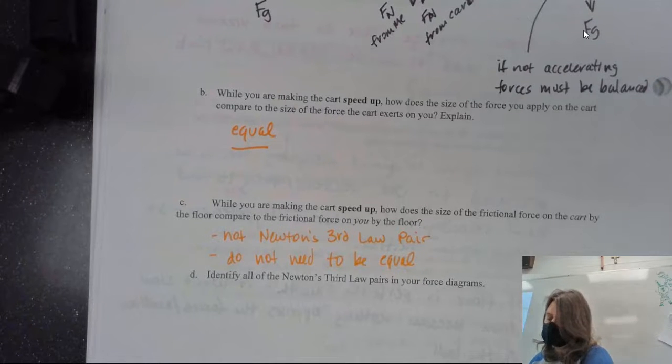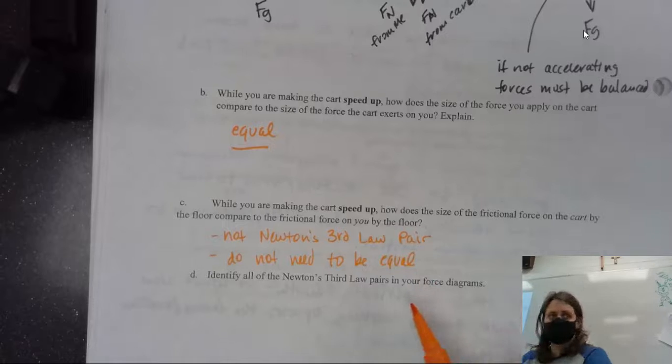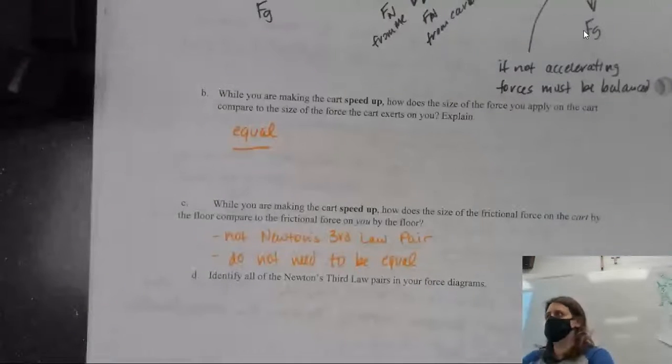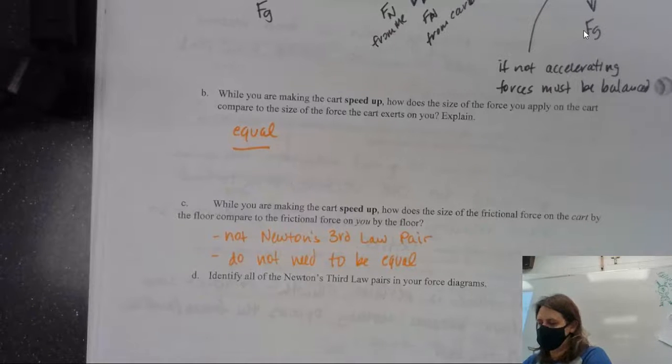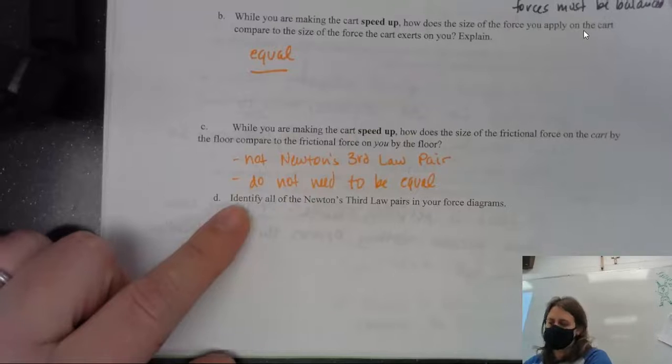And these are probably going to be dependent on the mass of you and the cart, right? Some days you might be heavier than the cart, and some days you might be lighter. But just like we did that experiment with the gym shoes, we could change the friction by changing the mass of the object. And so that would probably make a difference there. And then down at the bottom, it says, identify all the Newton's third law pairs in your force diagrams.